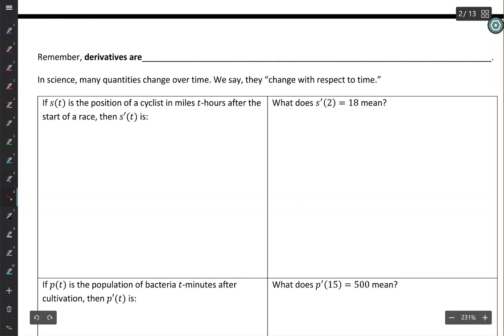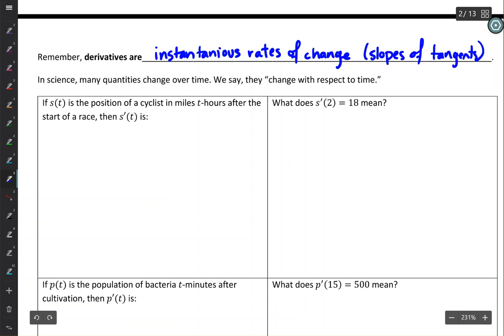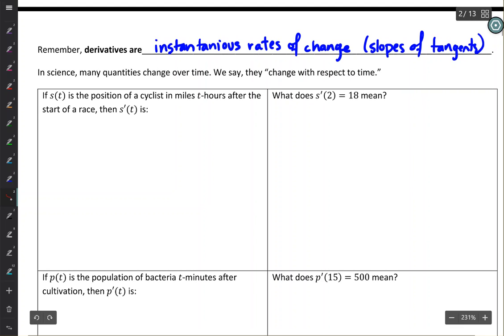All right, so remember that derivatives are instantaneous rates of change, right? Geometrically, they're slopes of tangents. Okay, and in science, many quantities change over time. We say they change with respect to time because they are functions of time. So I want to just investigate 3 examples just to contextualize this idea a little bit.